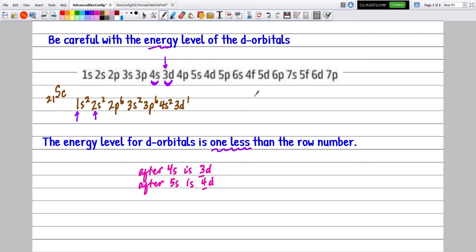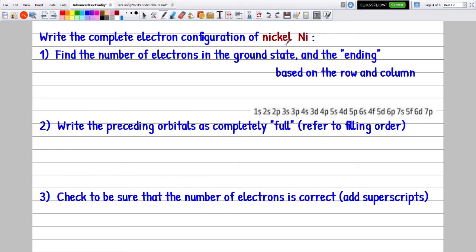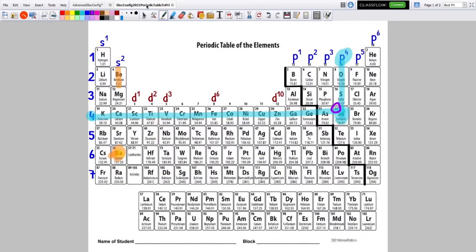This is all completely theoretical until we try it on an example. So one of the better examples to try first is nickel. Let's give that a shot with nickel. Let me get rid of these marks. Let's find nickel on the periodic table. And here it is.